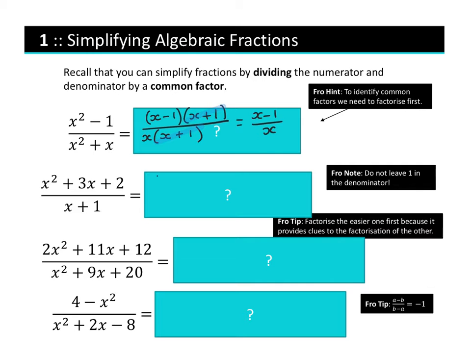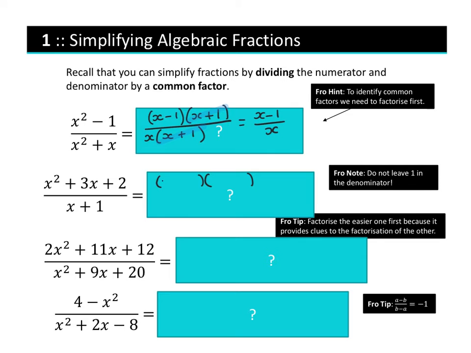Question 2, we're going to factorise the numerator. Two numbers that multiply to give you 2 and add to give you 3. It's x plus 2 and x plus 1. On the denominator, we have x plus 1. So again, we have a common factor on the numerator and the denominator. We can cancel them. And we're going to be left with x plus 2.